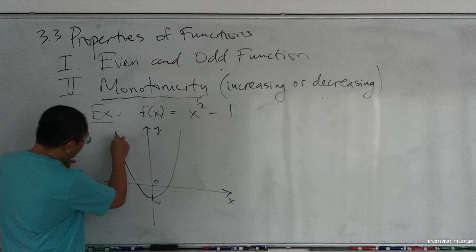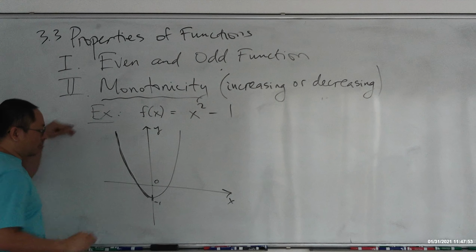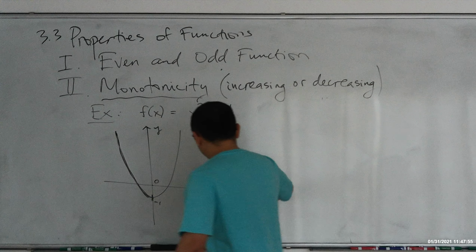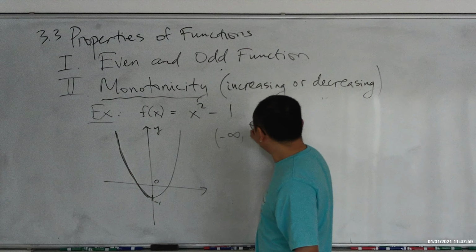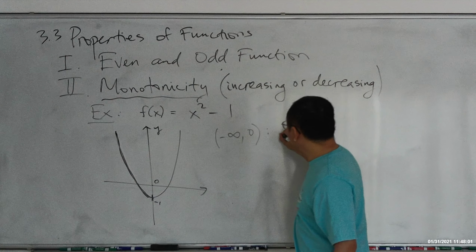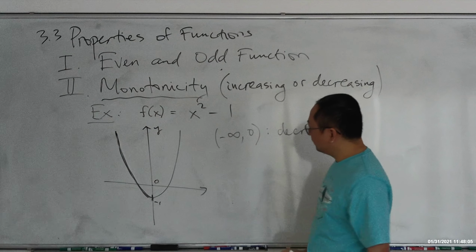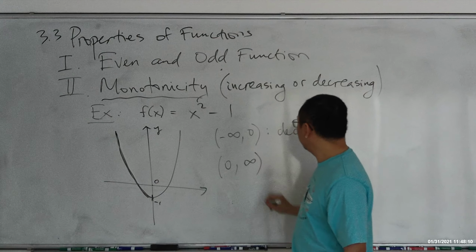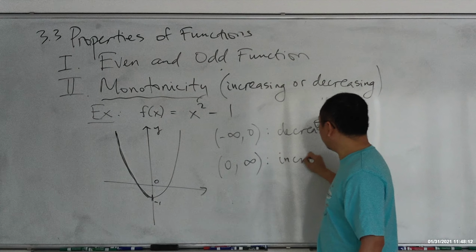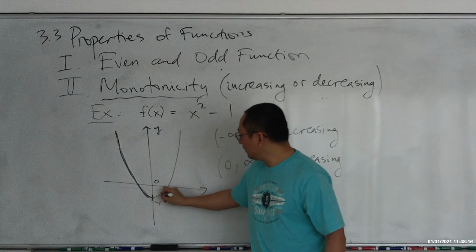So you see the first half of the graph, from here to here, the graph is going down, right? So you say, on the interval from negative infinity to 0, the graph is decreasing. And then on the interval from 0 to infinity, the graph is increasing. Increasing means going up.